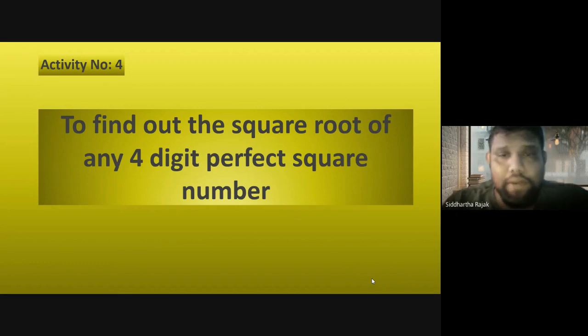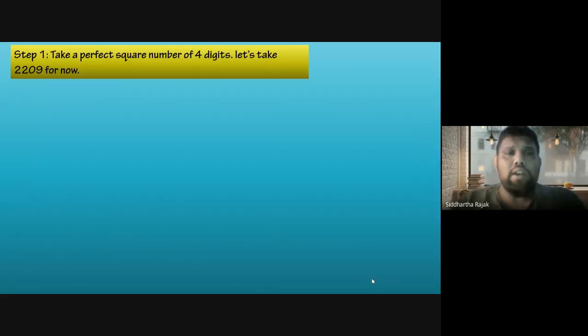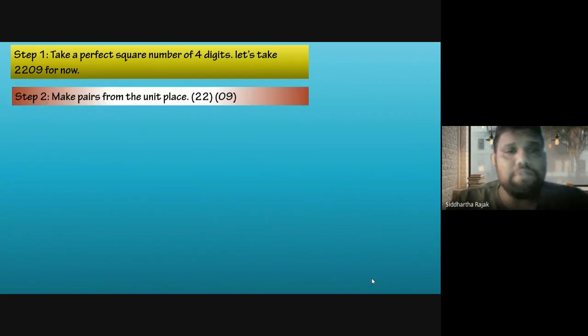First of all, we have to take a number which is a perfect square. Let's say 2209 for now, a four-digit number which is a perfect square. If I have to find the square root of this number, 2209, I'll have to make pairs from the unit place, from the rightmost side of the number. So 09 is one pair and 22 is another pair.